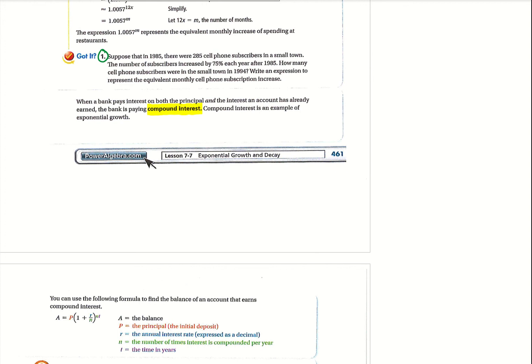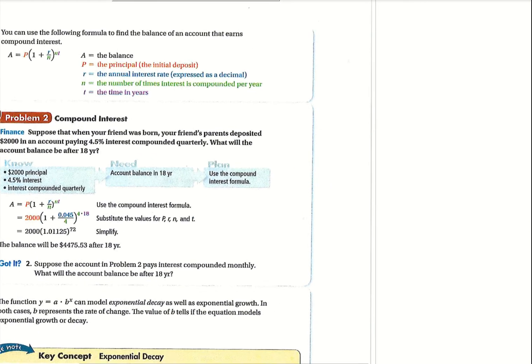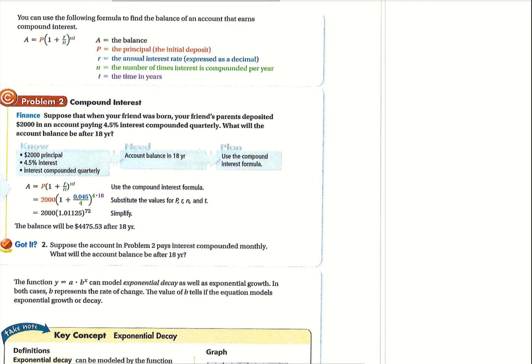So this is kind of what it is. Compound interest is really an example of exponential growth. And then we're going to go ahead and look here on page 462 at how compound interest works. Okay, so I am going to just highlight this equation right here. I would put this stuff into your notes.